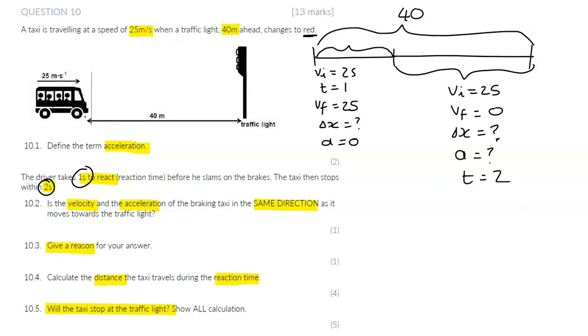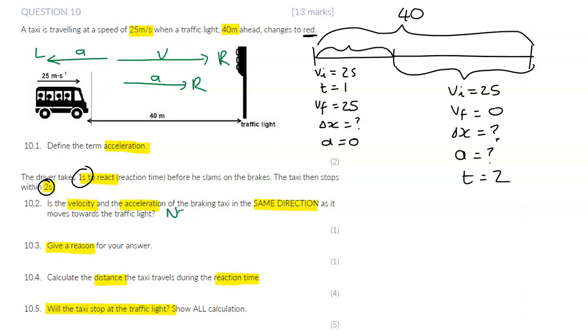If we look at the velocity of this taxi, the velocity is in the right-hand direction. If he's going to speed up, your acceleration will also be to the right. It's pushing me forwards. But now this guy is going to brake, which means the acceleration will be in the opposite direction. So when you brake, the acceleration will always be in the opposite direction of the velocity.